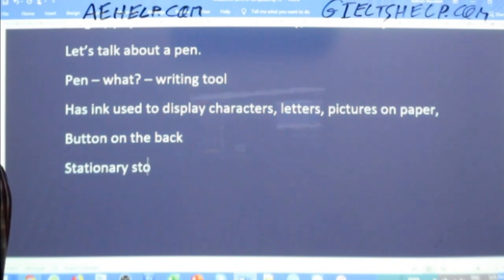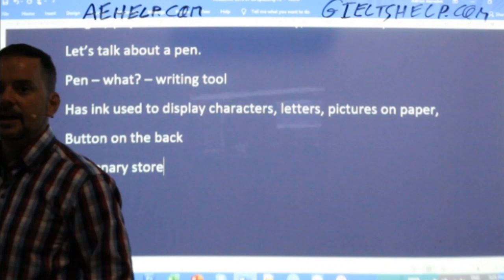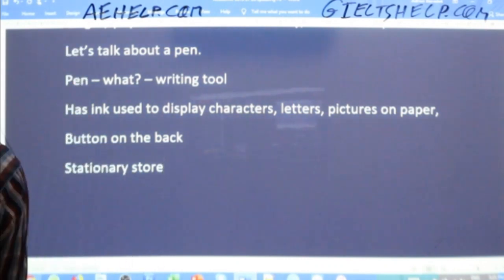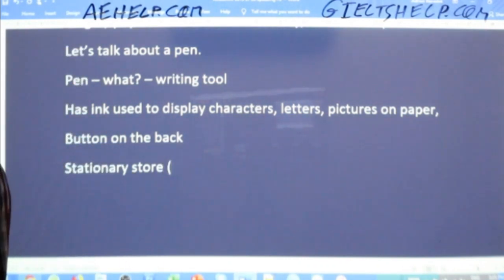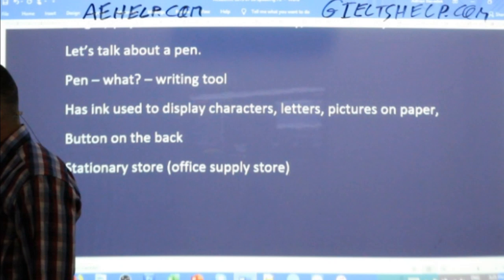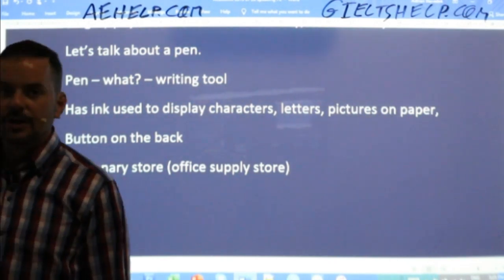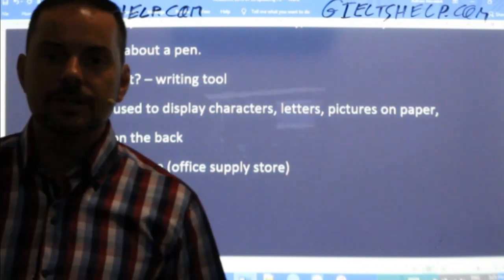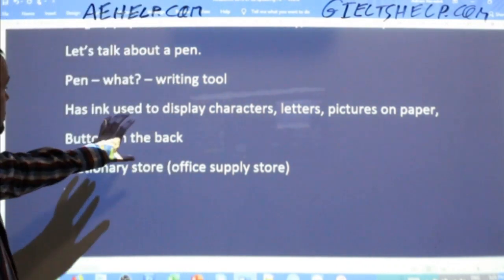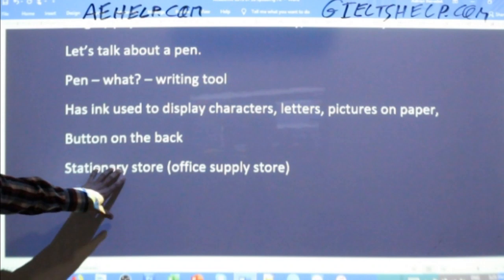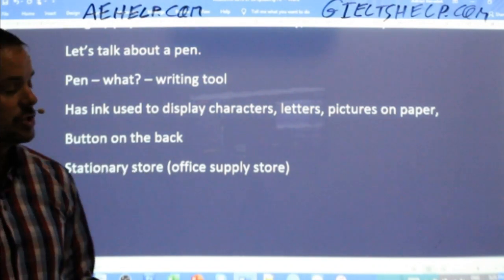Okay. Or another way you will often hear this in North America, this is just for your knowledge, is an office supply store. Okay, good. So there you go. Now you have its origin, right? So we have what it looks like. Now we have its origin. It's from a stationery store.